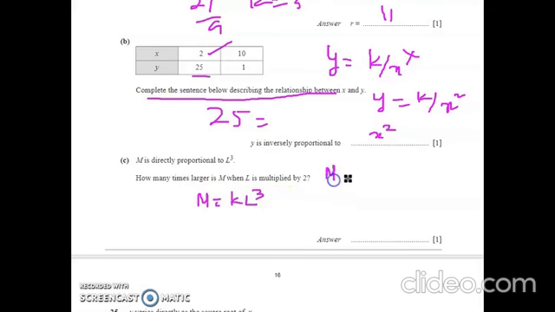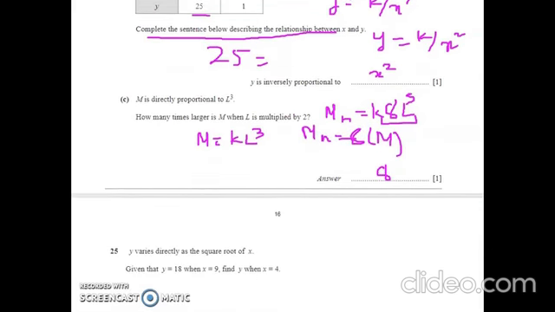Let's say M new will be when L is multiplied by 2. So in place of L, we will write 2L. So it will become 2L cube. That will be 8L cube actually. 2L whole cube will give me 8L cube. So K times 8L cube. Now you know that KL cube is actually M old. So M new will actually be 8 times M old. So it will be 8.